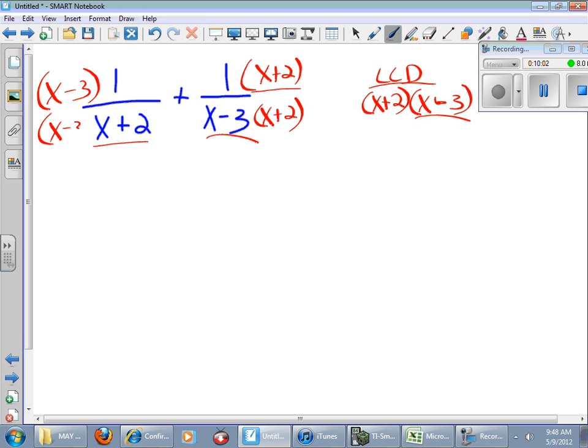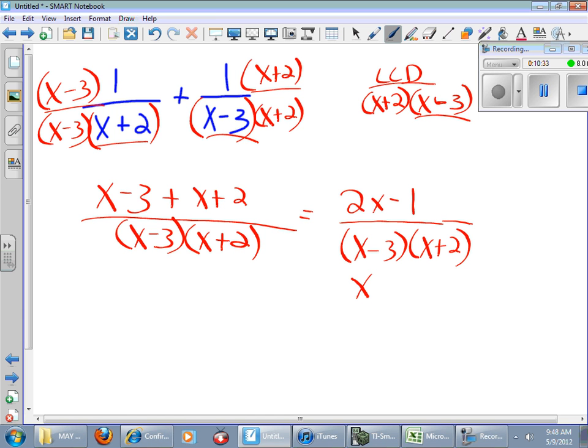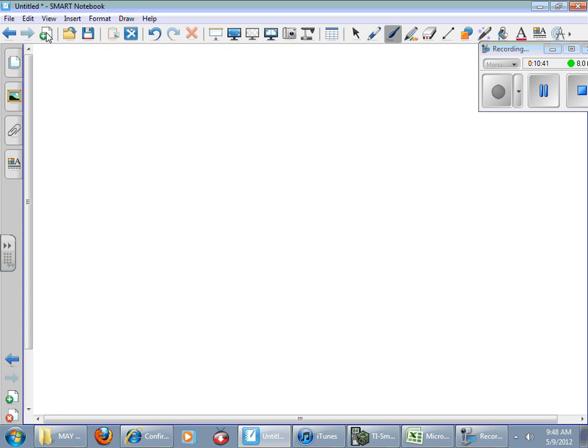Okay, over x minus 3. Quantities, right? My numerator becomes x minus 3. Over here, I get a plus x plus 2. That is over my LCD. I'm not going to waste my time foiling that out. And I'm going to get 2x minus 1 over the quantity of x minus 3 and x plus 2. And I'll state my restrictions when x cannot equal negative 2 or positive 3. Okay, so you're going to have to know how to add. You're going to have to know how to subtract.